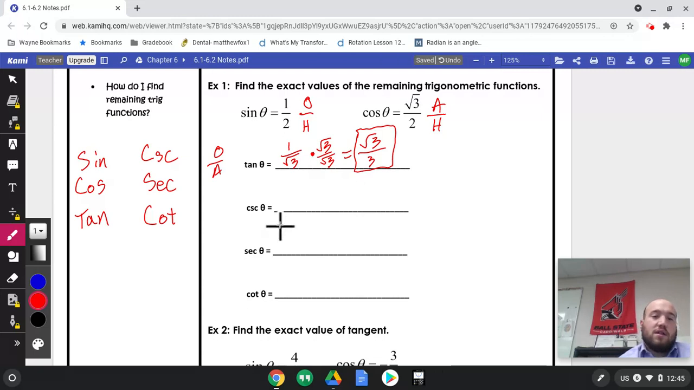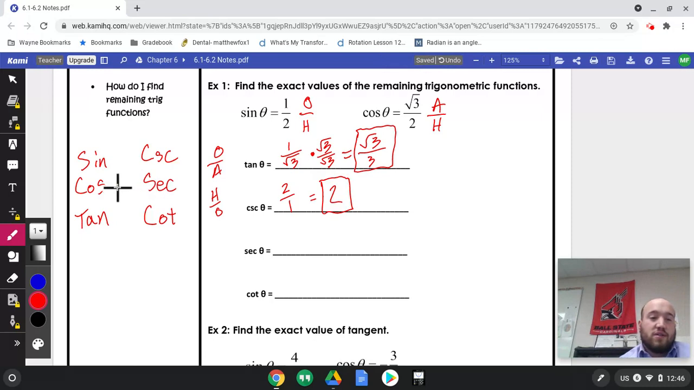Okay, so now the next one, cosecant. Remember, this is the reciprocal of sine. So instead of O over H, it is H over O, which this one's pretty easy. Instead of 1 over 2, it's just 2 over 1. If we reduce that, we get 2 as our answer here.